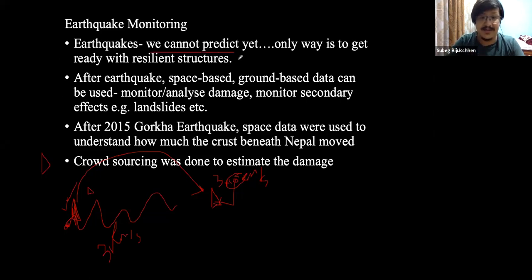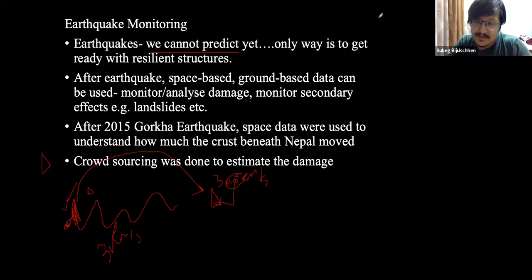But prediction, we cannot do. Nobody can say that the earthquake will come after 2 days. We cannot say that. So what can we do if we cannot predict the earthquake? Like landslides, we can predict landslides. You can say that this place is very vulnerable to landslide. But we cannot say your place is vulnerable to earthquake. We cannot say that. But we can say that your structure is vulnerable, so make a new building. But we cannot predict earthquakes. So what are we going to use?